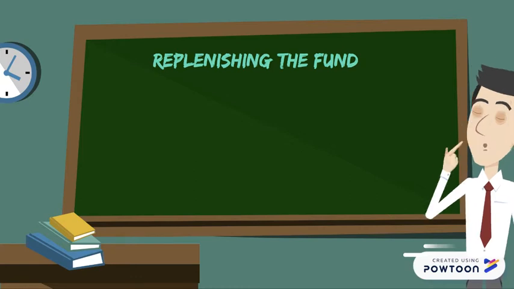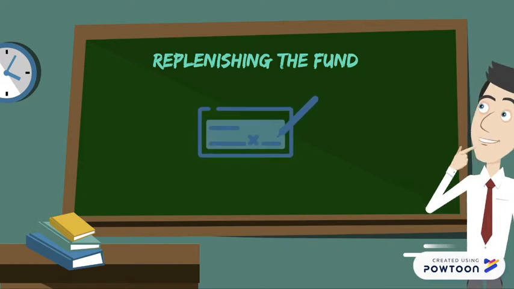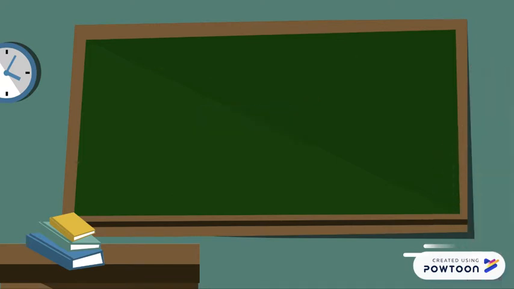The third step involves replenishing the fund. Before replenishing the fund, the amount that is in the fund must be counted, and then the business will write and cash a check for the amount that brings the total cash in the fund back to its original balance. It must record all of its expenses using the receipts that have been made.